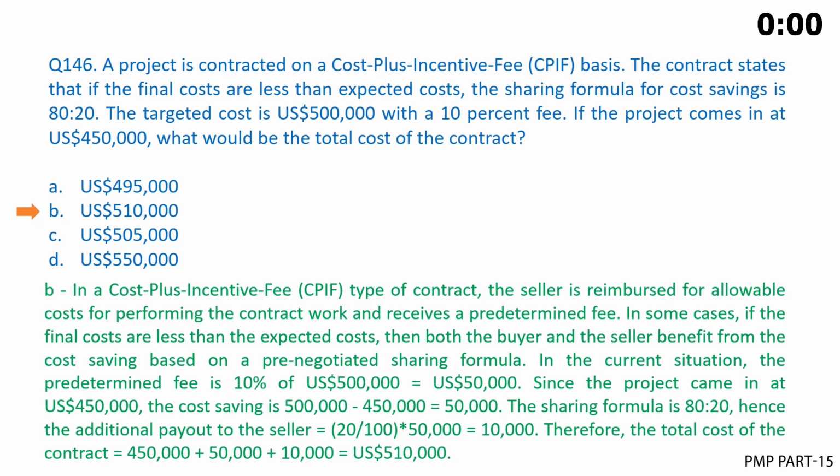In the current situation, the predetermined fee is 10% of 500,000 US dollars, which equals 50,000 US dollars. Since the project came in at 450,000 US dollars, the cost saving is 500,000 minus 450,000, which equals 50,000. The sharing formula is 80 to 20, hence the additional payout to the seller equals 20 divided by 100, multiplied by 50,000, which equals 10,000. Therefore, the total cost of the contract equals 450,000 plus 50,000 plus 10,000, which equals 510,000 US dollars.